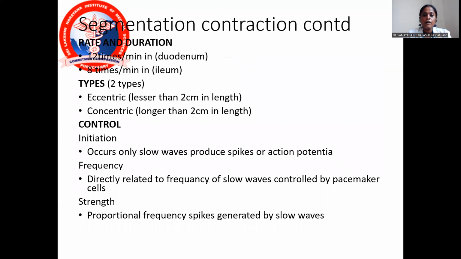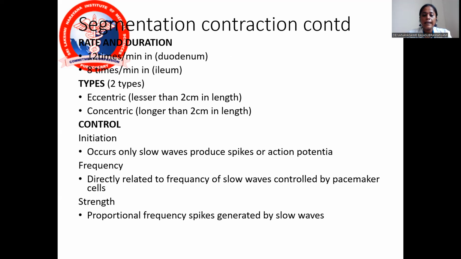Next one, rate and duration. So what is the rate? How often does the segmentation contraction appear? It appears at 12 times per minute in the duodenum, whereas it appears at 8 times per minute in the ileum. And what are the types of segmentation contraction? It is further divided into two types: one is the eccentric type, another one is the concentric type.